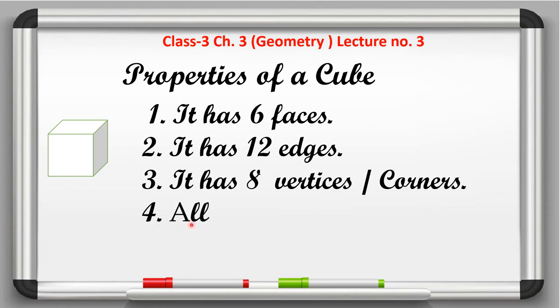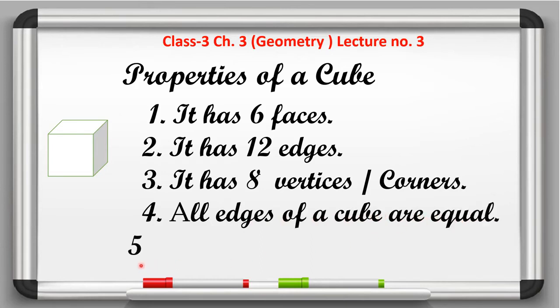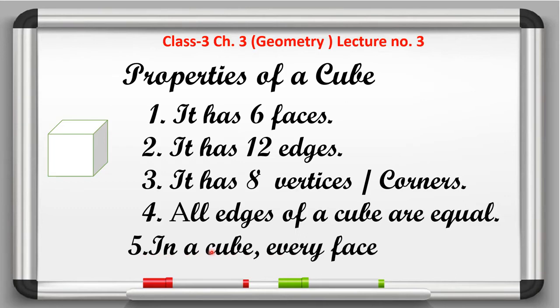Number 4, all edges of a cube are equal. ठीक है. And number 5, that is in a cube all faces, means every face, okay, is a square. Is it clear beta?